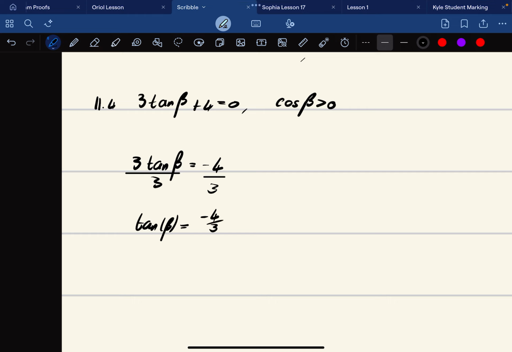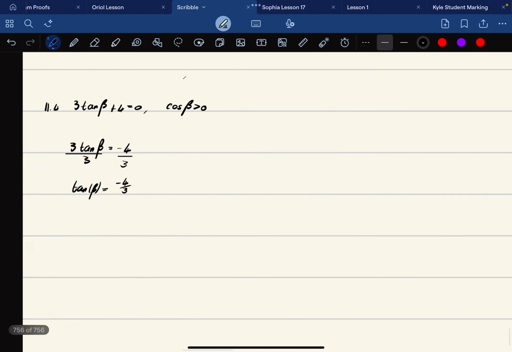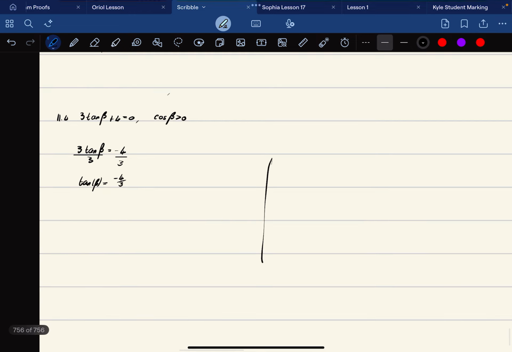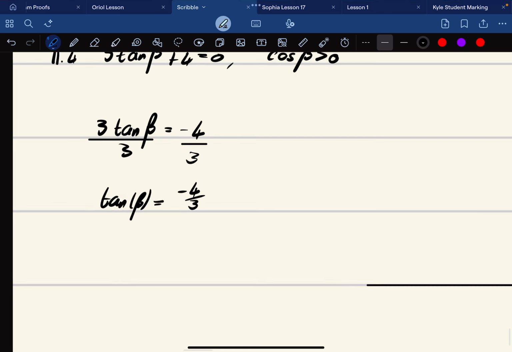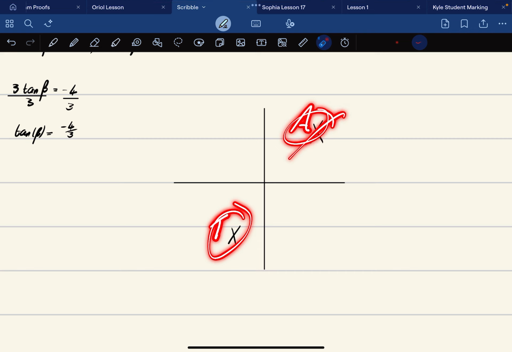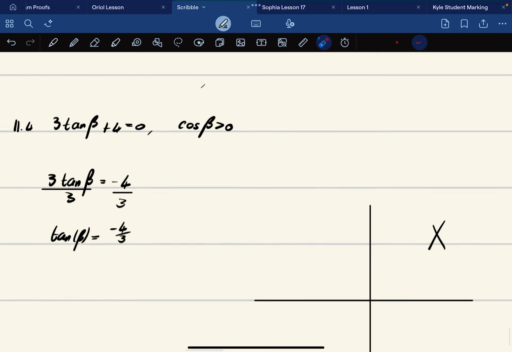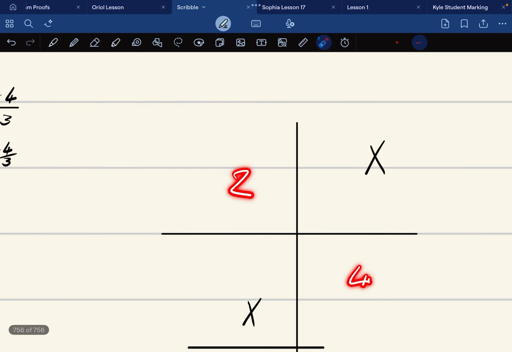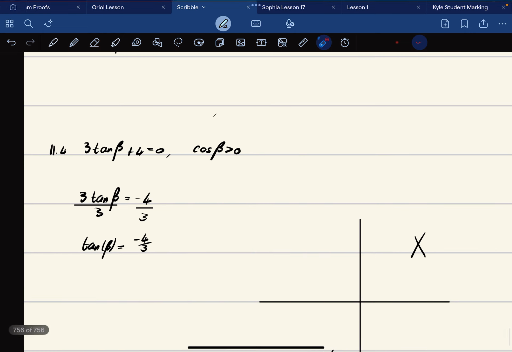Okay, now we must be careful because we aren't sure what quadrant we're going to be working in. So let's just draw our quadrants. So we know tan is negative. So we know it's not in quadrant 1 or in quadrant 3 because we know all are positive here and tan is positive here. So it's not in these two quadrants. But now, is it in quadrant 2 or quadrant 4? How are we going to figure that out?